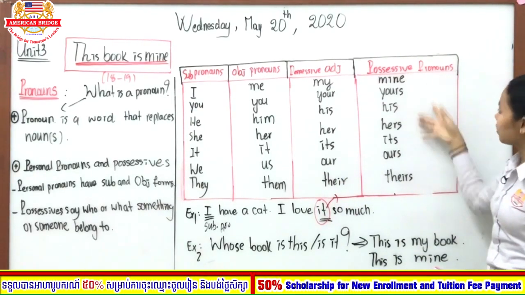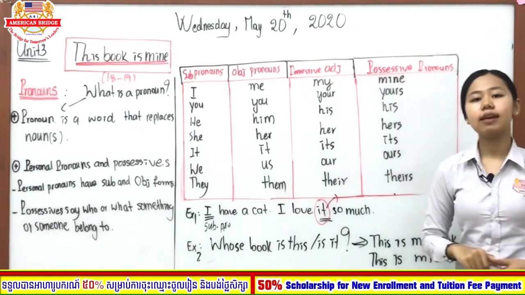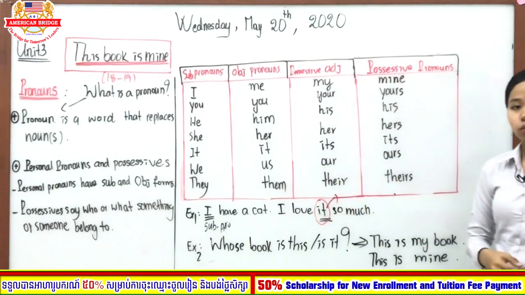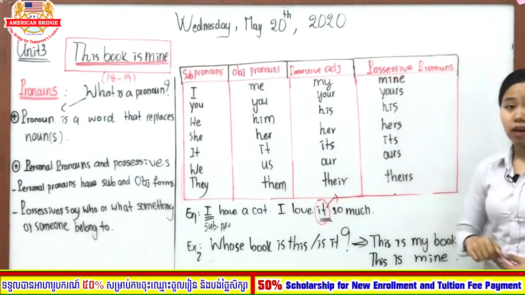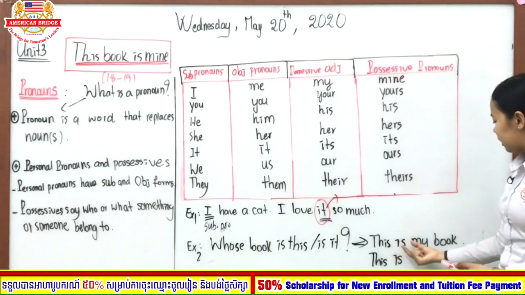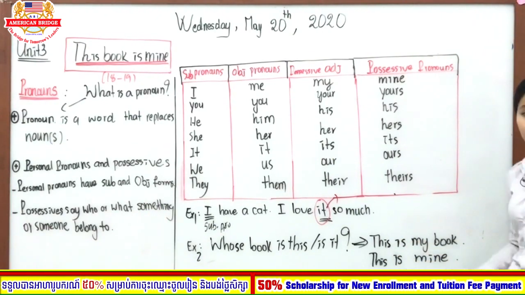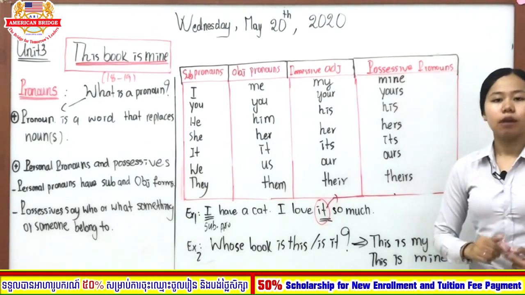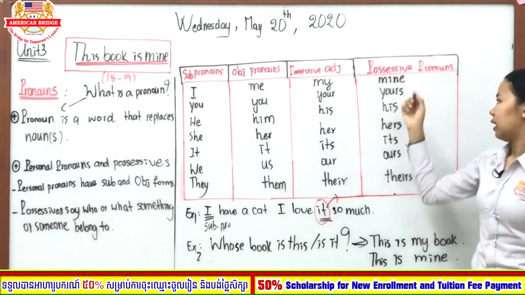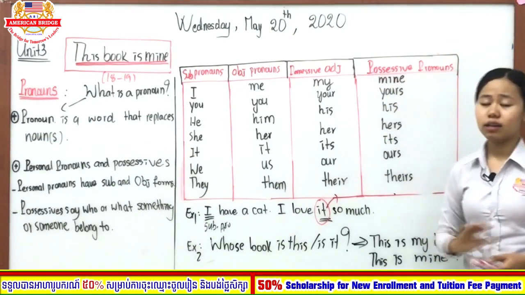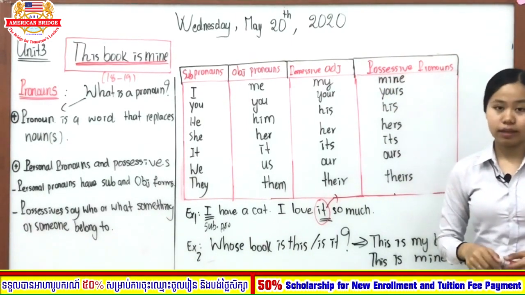While when we use a possessive pronoun, the meaning is the same as the possessive adjective, but you don't need to put a noun in front of it. Like, this is mine. You don't need to put this is mine book. This is mine book. It's not correct at all. Because when you use a possessive adjective, you need to put a noun behind it. So it needs a noun, while with a possessive pronoun, you don't need to put a noun behind it.